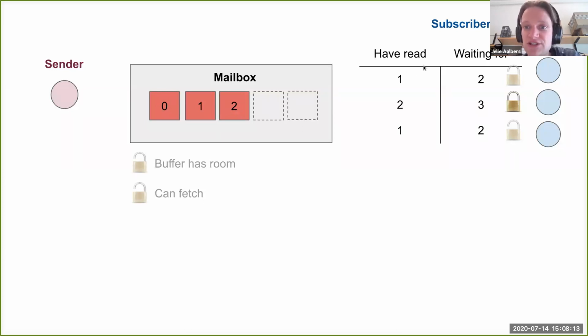Other things it tracks, for these subscribers: what has each subscriber already read? Here we have one subscriber that's read message 1, one that's read message 2, and one that has read, again, just 1. And what they are waiting for is usually just the next message. But it doesn't necessarily have to be. I think there are some conditions when the thing is about to end, but basically this is just one more than what you've read.